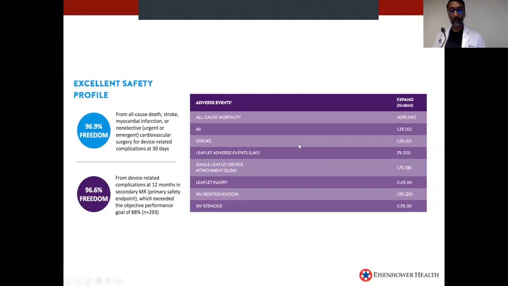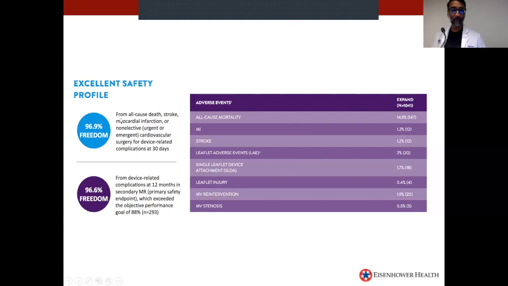The actual safety profile of the procedure is really quite safe. The risk of any serious complication from the procedure is less than 3.1%. So it's almost a 97% kind of procedure, or 97% of the time we do the procedure, there really is no adverse event from the procedure itself.